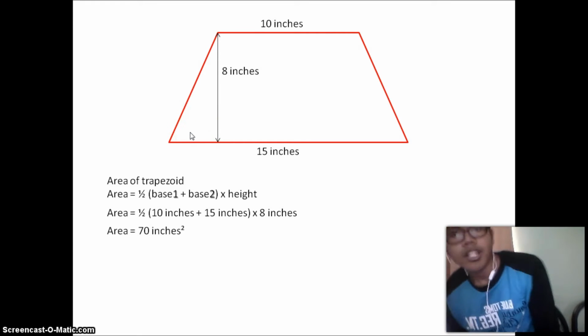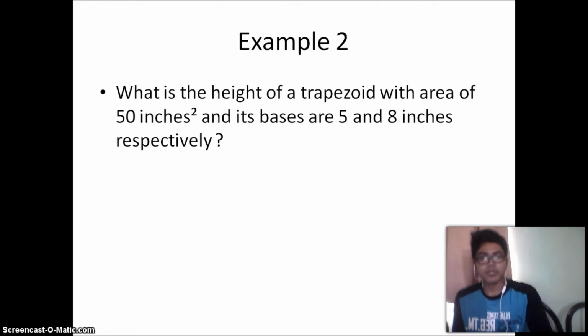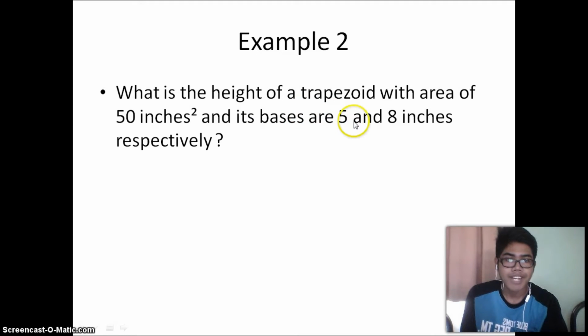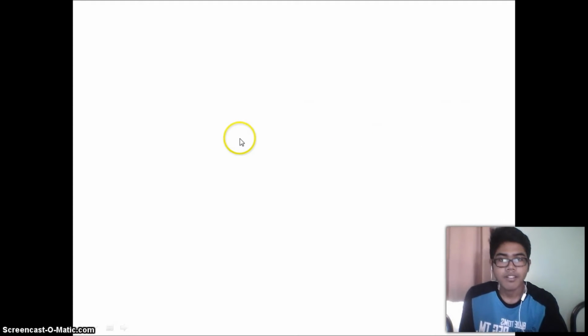So let's move on to example number 2. In example number 2, we need to find the height of a trapezoid with an area of 50 square inches, and the bases of this trapezoid are 5 and 8 inches respectively.